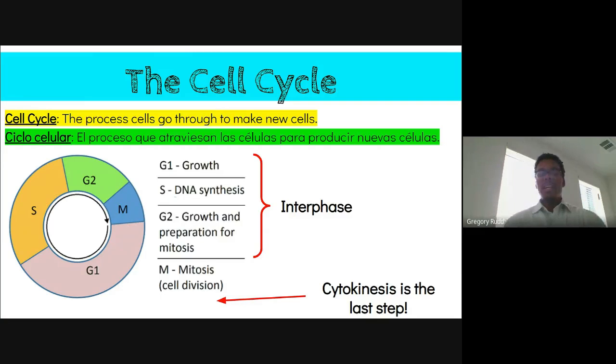But essentially they are interphase, which is itself made up of different stages. Then we've got M phase, M as in matter. And then we've got cytokinesis after M phase, and that's the last step of the cell cycle. So again, we'll talk about each of these steps in depth, so you don't need to write that down. Just write down the definition of the cell cycle. It's the process cells go through to make new cells.